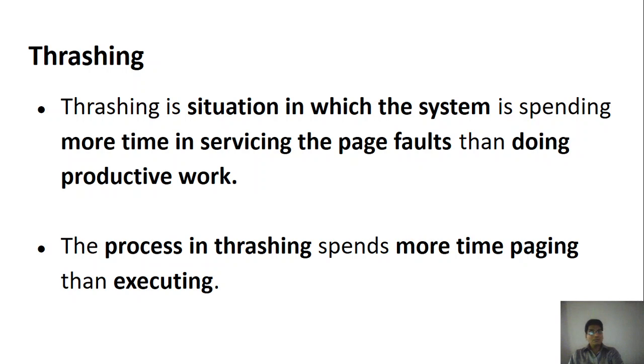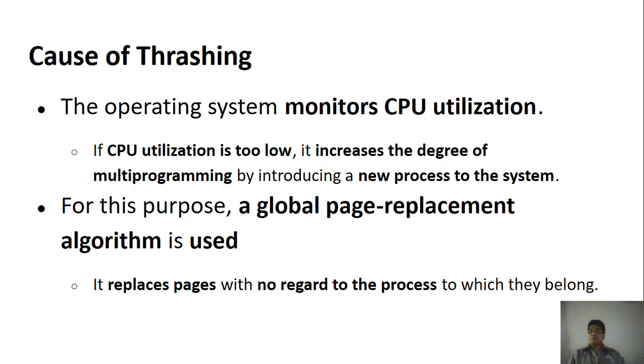Remember, if the CPU is not doing any work, its throughput decreases. If the throughput decreases, that means the system is not being put to efficient or effective work. It is simply wasting its resources. So this has to be removed. So how does thrashing occur? I've already talked about it.